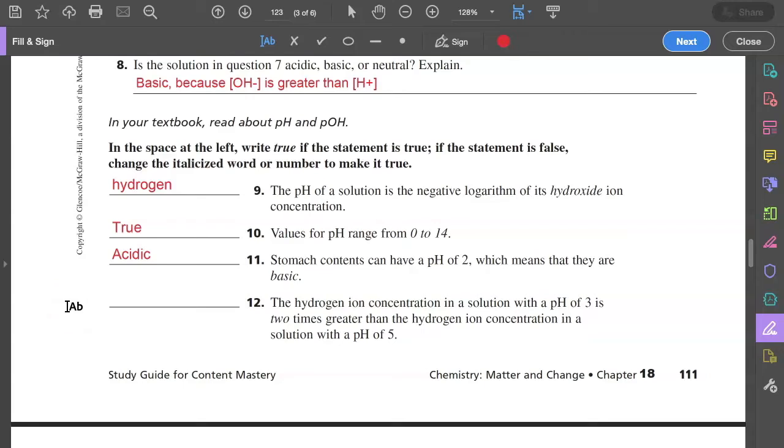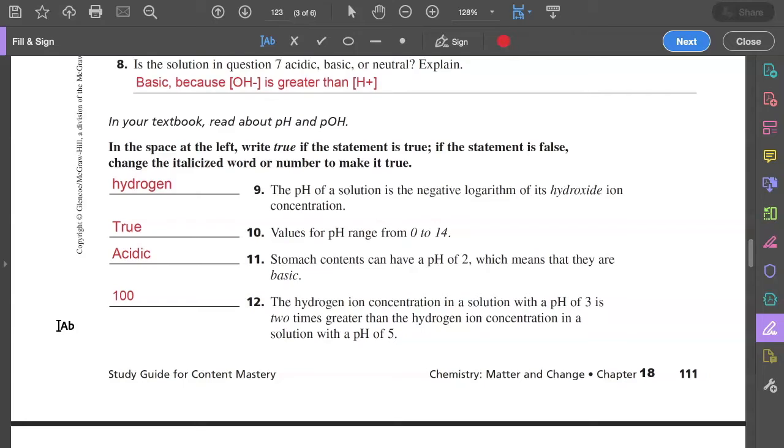Number 12. The hydrogen ion concentration in a solution with a pH of 3 is 2 times greater than the hydrogen ion concentration in a solution with a pH of 5. No, they got that way off. Remember, for each point of pH that we change, from 3 to 4, 4 to 5, etc., that's going to give us a tenfold change in concentration. So from 3 to 5, that's a difference of 100 times greater. All right, let's move on.